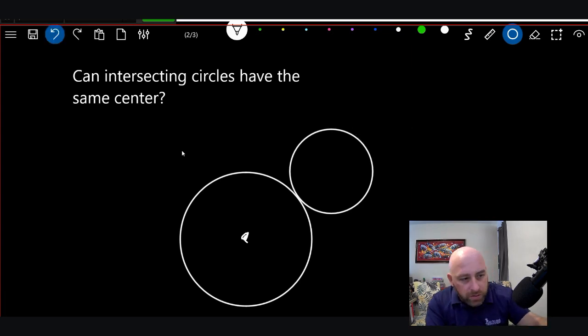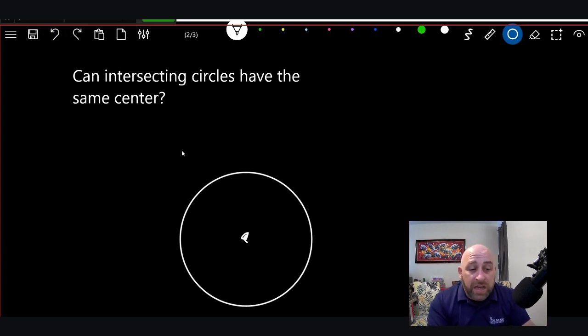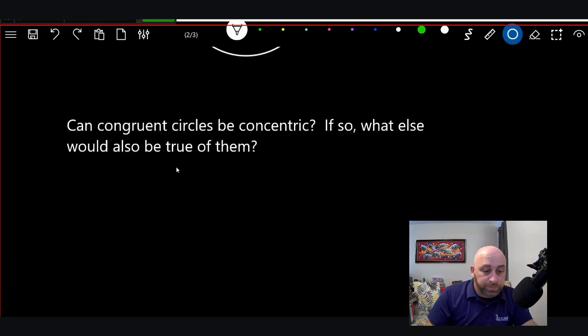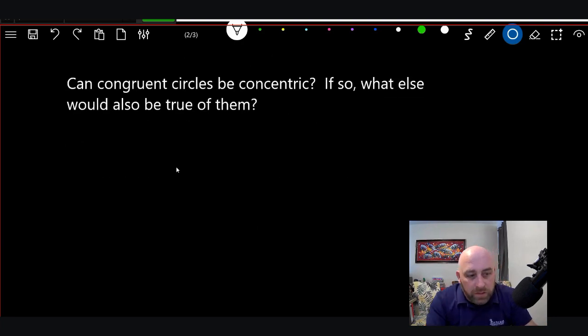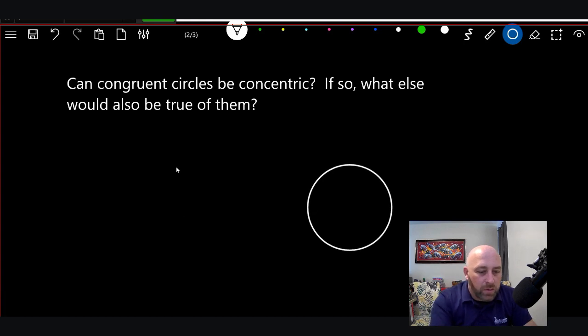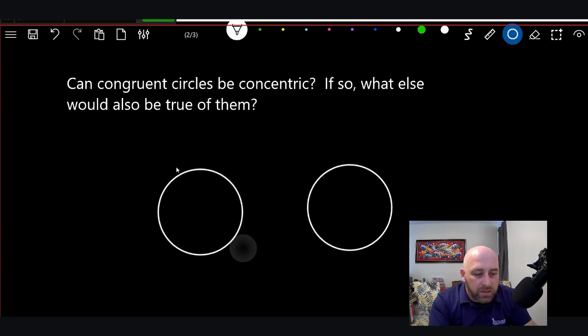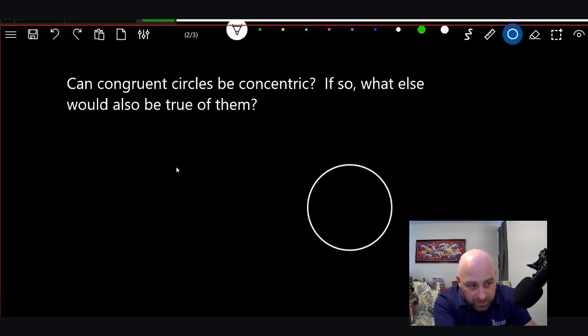I digressed right there. But you're never going to have two circles that intersect with the same center point. It's not possible. All right, second one. Can congruent circles be concentric? So what's a congruent circle? Well, a congruent circle is a circle that's the same size as the other one.